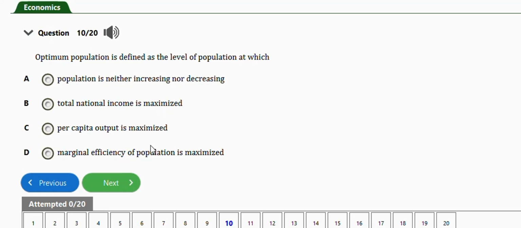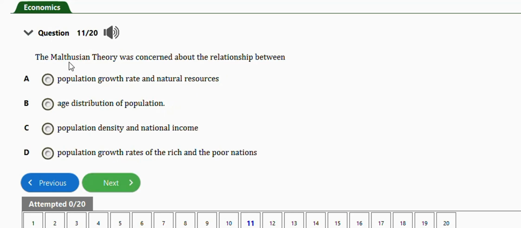Okay, next question. This one says the Malthusian theory was concerned about the relationship between real population growth rate and natural resources, age distribution of population, density and national income, population growth rates of the rich and the poor nation. The right answer is option A, population growth rate and natural resources. Next question is this one.